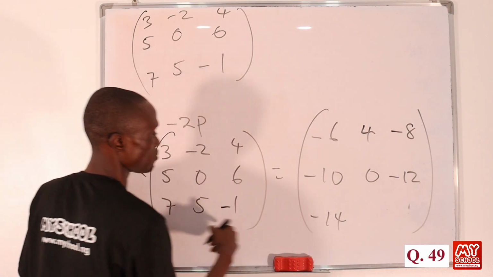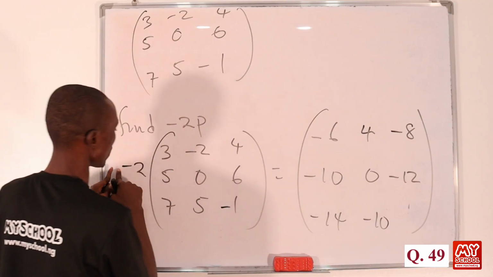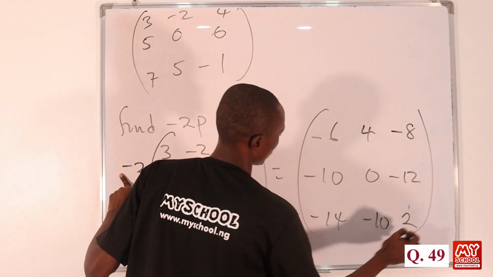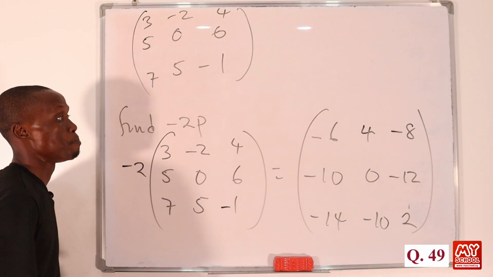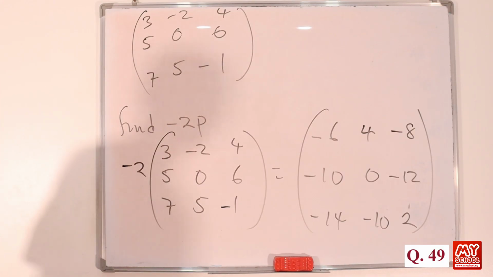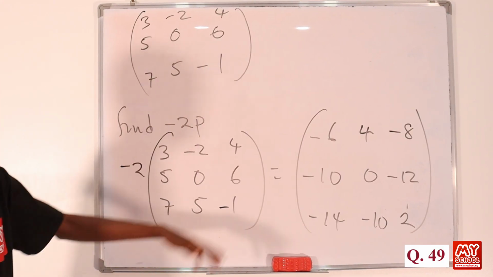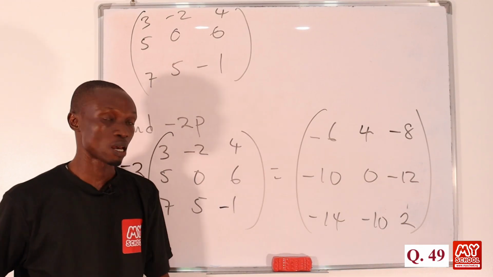Minus 2 times 5 is minus 10. And minus 2 times minus 1 is 2. Okay, so this is the new matrix 2p. Minus 6, 4, minus 8, and so on, until you get to the last element there.